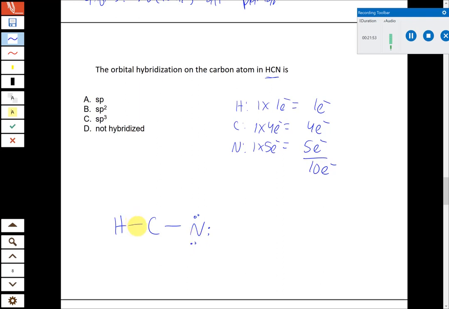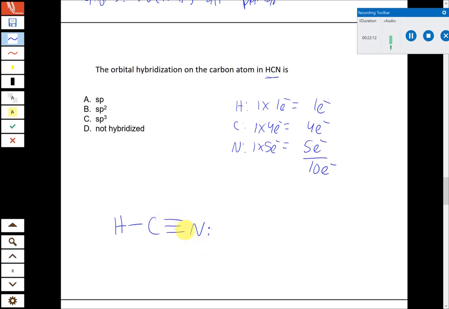Now, when we're doing that, we've already used all 10 valence electrons, 2, 4, 6, 8, 10, but our carbon atom here only has 4 electrons around it, 2 from each bond. So if we want to make our complete octet on carbon, we need to take off 2 lone pairs from the nitrogen and turn it into a triple bond. So this molecule is going to have this structure.